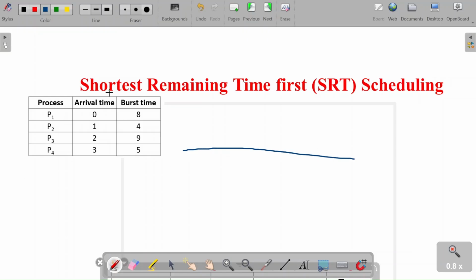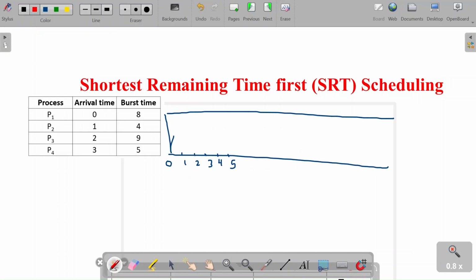Now let's make a Gantt chart and analyze how the shortest remaining time scheduling works. We have the arrival times, so I'm making the Gantt chart more microscopic, with time slots 1, 2, 3, 4, 5. Now at time 0, only P1 is there, so there is no competition. P1 is the only process, so P1 starts its execution. P1 completes 1 unit of time, and the balance is 7.